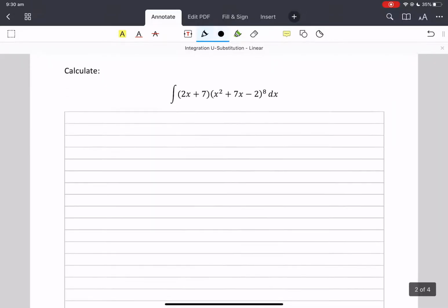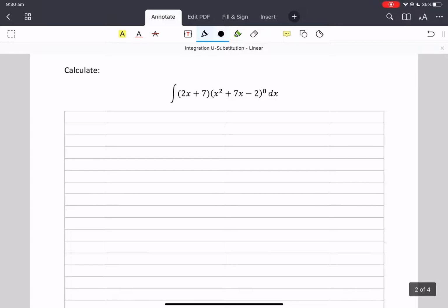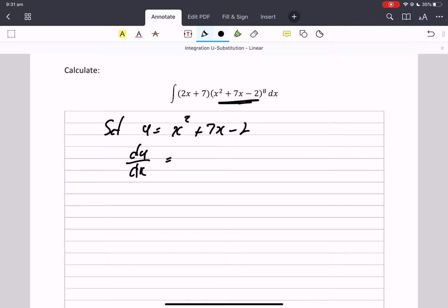U-Substitution. We're looking for the derivative of something in the function. So the derivative of that is that. So set u equal to x squared plus 7x minus 2, du dx is 2x plus 7. I'm going to multiply both sides by dx, just to cut down space.